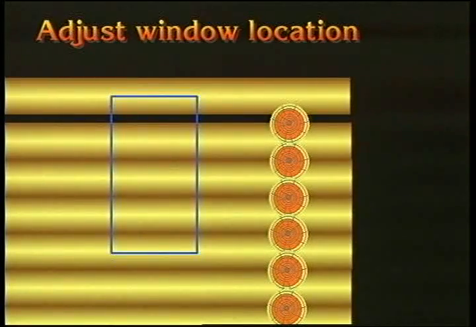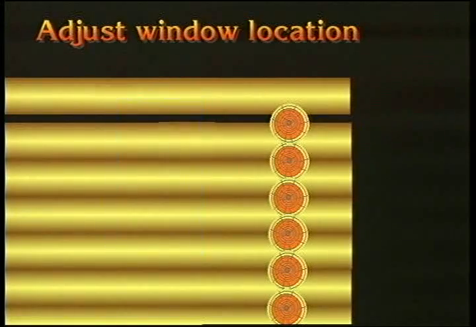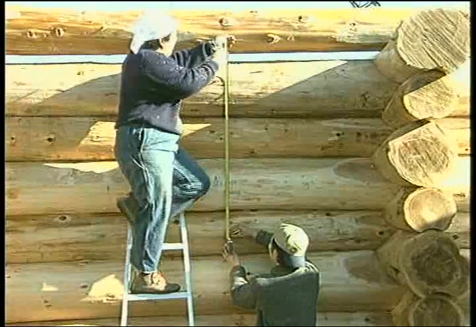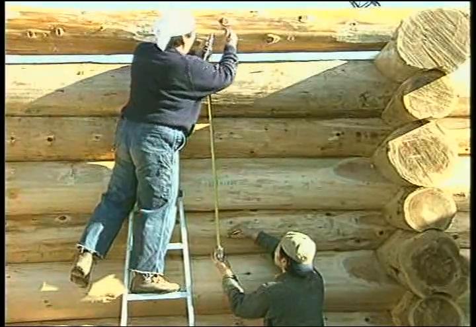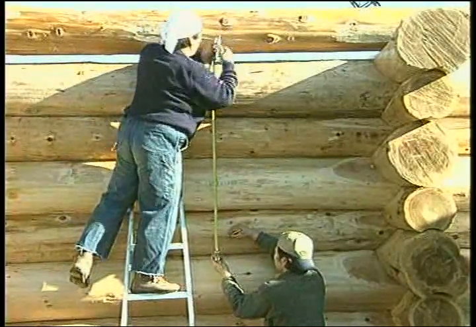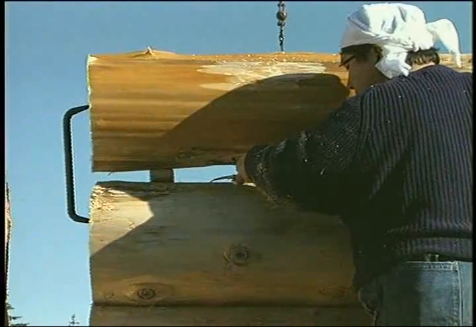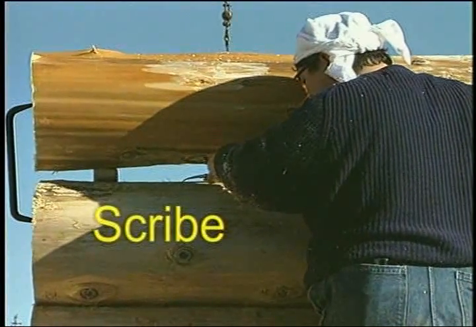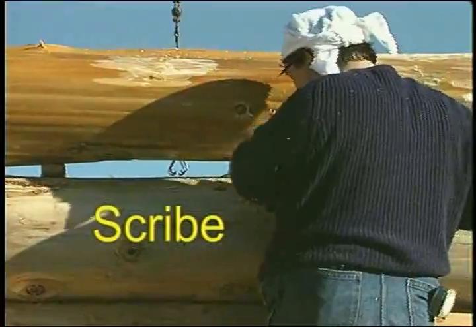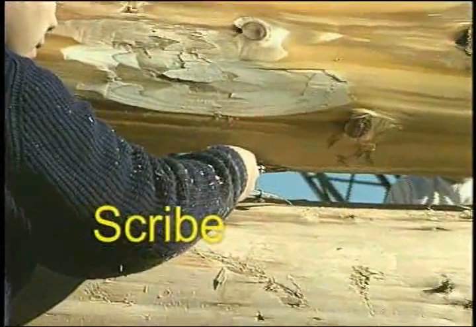Settling allowance is related to the height of the opening you are working on. For green logs, this allowance should be 1 to 16, or simply divide the door or window height in millimeters or inches by 16 to give you the additional height needed for settling. For example, for a window that is 900 millimeters or 36 inches high, the allowance would be 900 divided by 16, which would be 56 millimeters, or 36 divided by 16, which would be 2 1/4 inches.